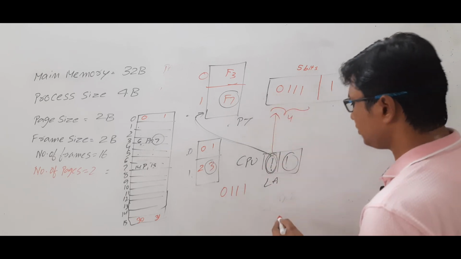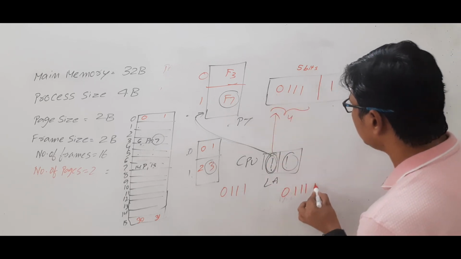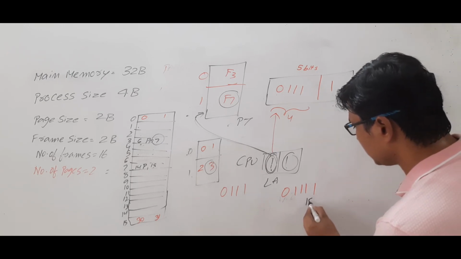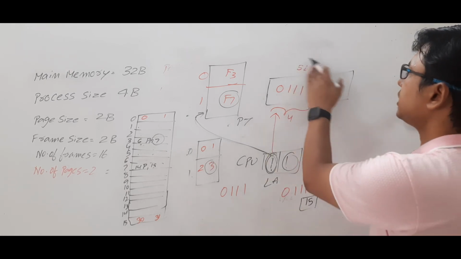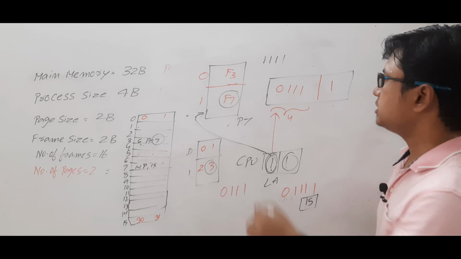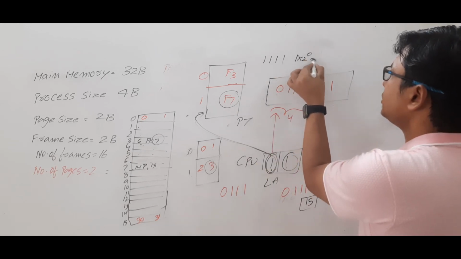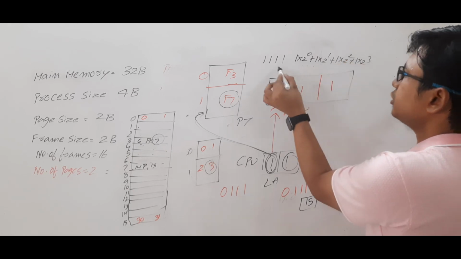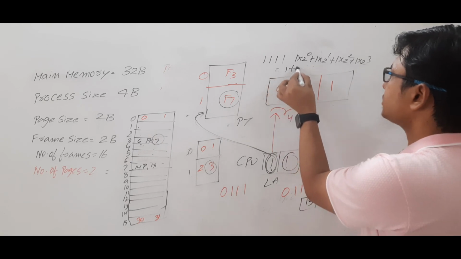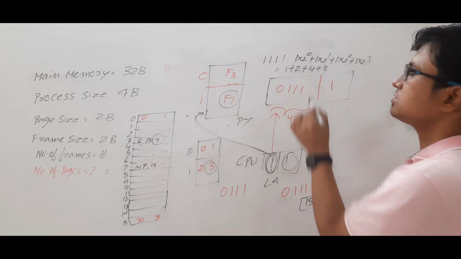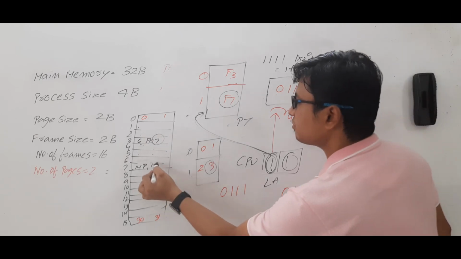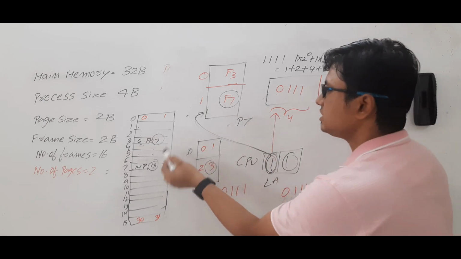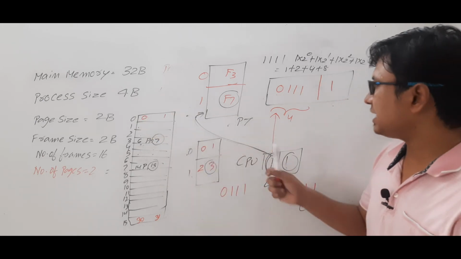So it is going for 0 1 1 1, which if you convert, will be equal to what? 15. If you have a doubt, you can convert it. Let me convert it for you. 1 1 1 1 is nothing but 1 into 2 power 0 plus 1 into 2 to the power 1 plus 1 into 2 square plus 1 into 2 cube, which is equal to 1 plus 2 plus 4 plus 8, which is equal to 15. So you are fetching the 15th byte in the main memory. Is it clear? So it will fetch it and give it to the CPU. Are you able to understand it or not?